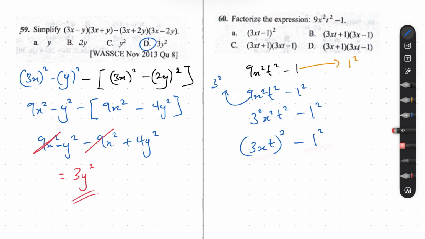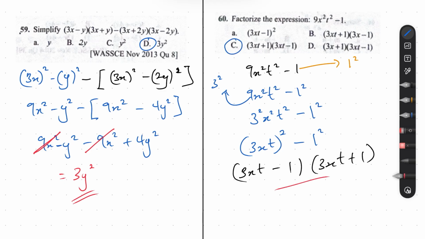Okay, and we know how to handle the difference of 2 squares, right? Subtraction, multiplying, addition. Okay, 3xt plus 1. Okay, do you have it there? Do we have it there? Yes, we have it there. That is C. So that is our answer.